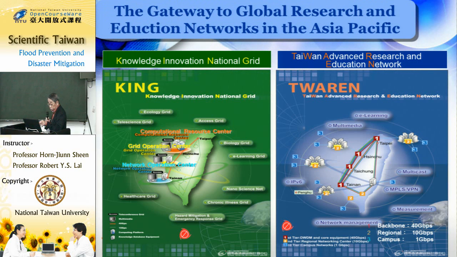This is the national grid system at the High Performance Computing Center. This program we call KIN, the Knowledge Innovation National Grid. And this system is quite big. We have a backbone of 40 gigabits per second. So the whole island is all under fiber optic or broadband. So the speed is very, very fast.